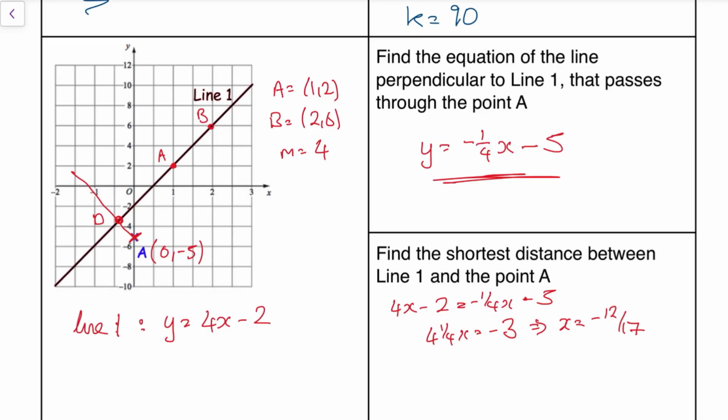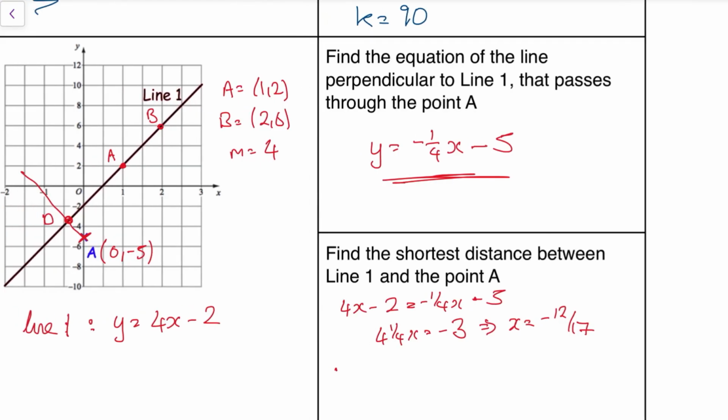Not a nice number. It's going to get worse, because y, we can do it over here. I'm not going to have space, I'm going to have to move out. So y, I'm going to use this equation here, is equal to 4 times minus 12 over 17 minus 2. So calculator out, use the answer mode again. So 4 times answer minus 2 is minus 82 over 17. Wow.